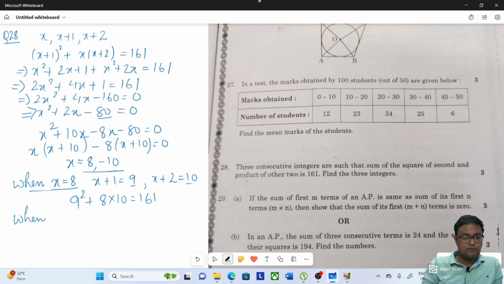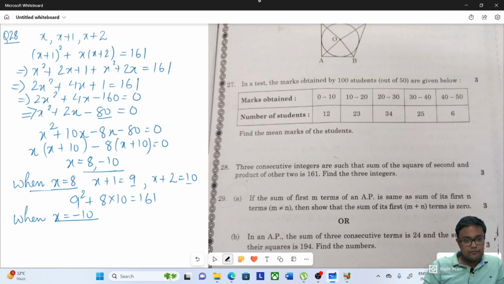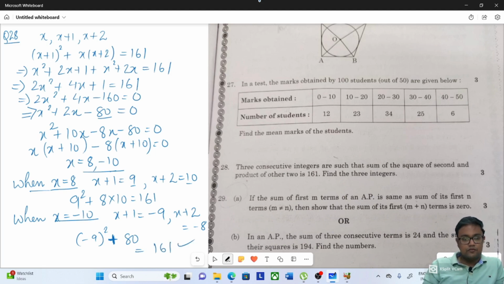When x is minus 10, then x plus 1 is minus 9 and x plus 2 is minus 8. So again the square of the middle term added with the product of the two remaining numbers, that is minus 10 and minus 8, which is 80. Again it is 161. So both the cases are right and the answer is right. So let us get rid of it.